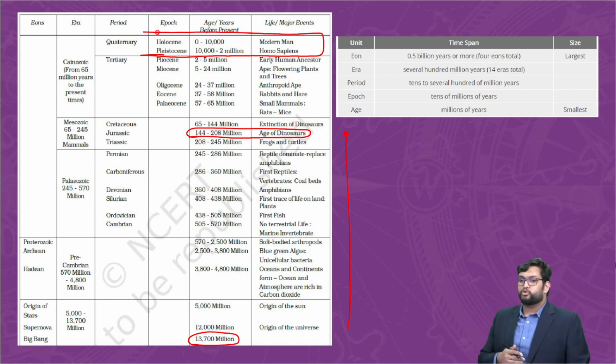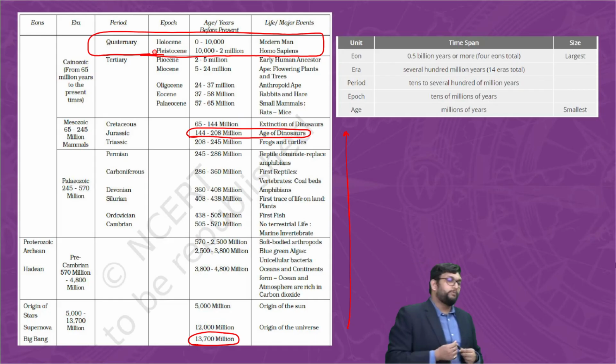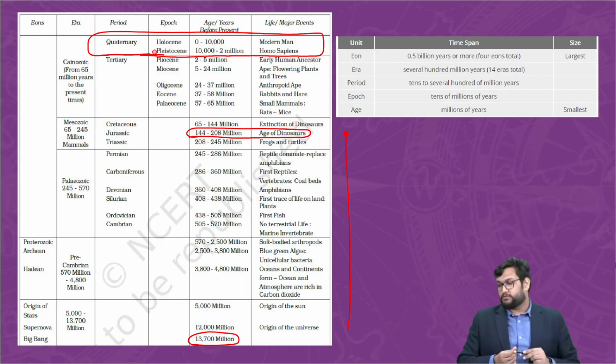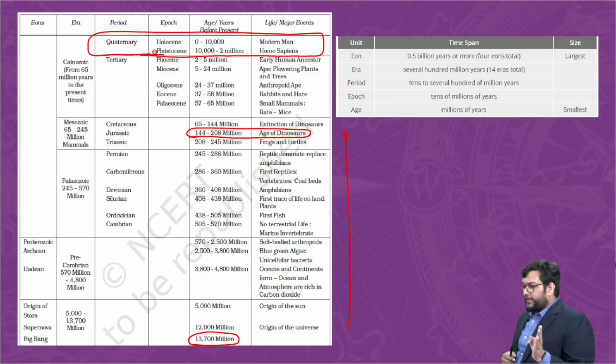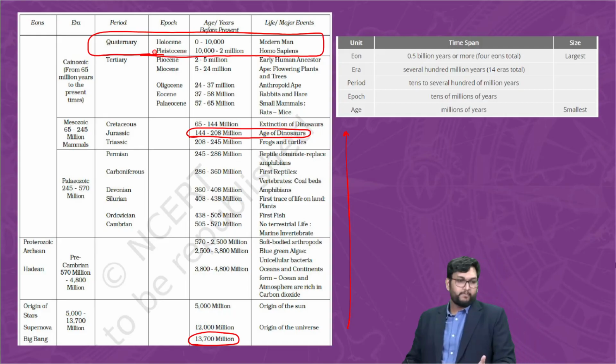Which is close to 2 million years ago. 2 million means 20 lakh years ago. Now, if you look at this table, you will realize it has 4 columns: eon, era, period, epoch, age. Now you will ask me, why is it like this?